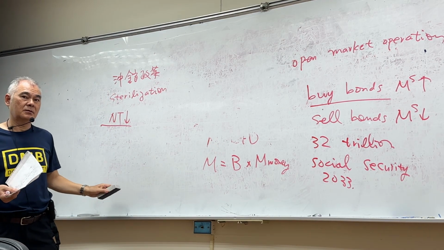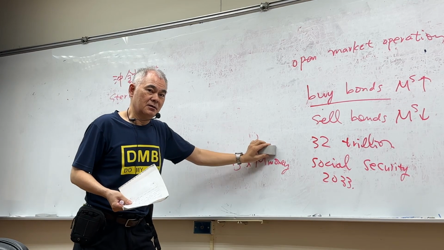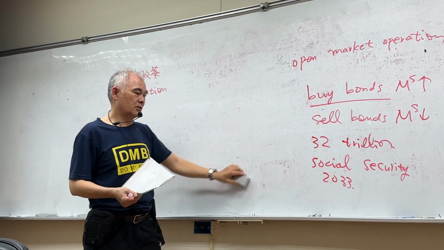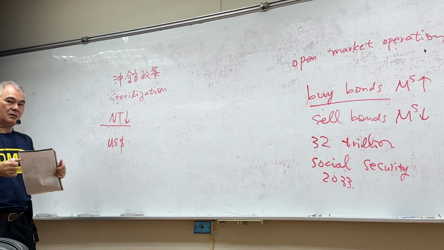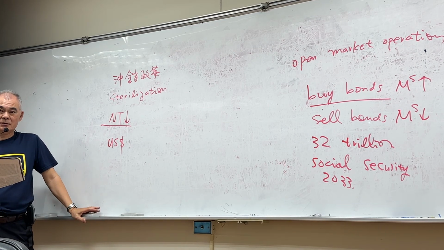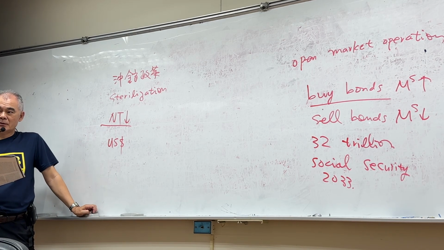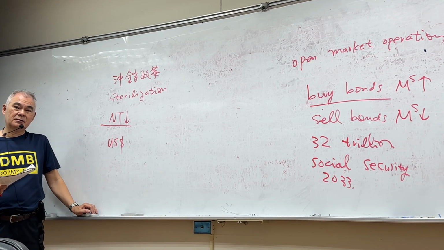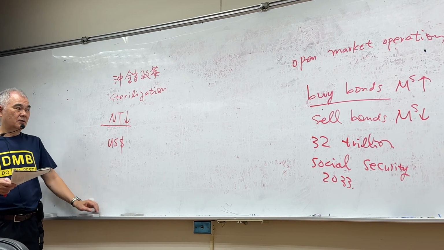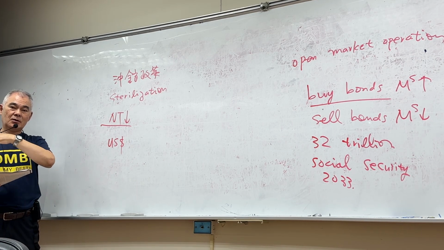Okay, anyway. What would you need to do? We have only two things. One is NT, one is US dollar. So what would you need to do if you want NT to go down, right? You have to sell something, right? For example, in the foreign exchange market, people want to buy US dollars or sell US dollars.